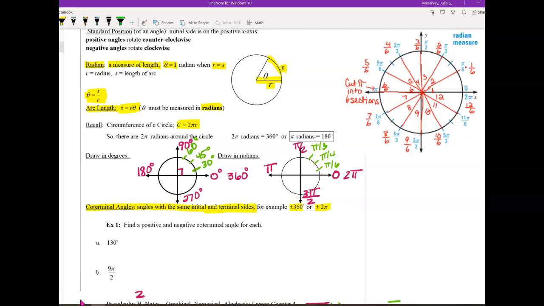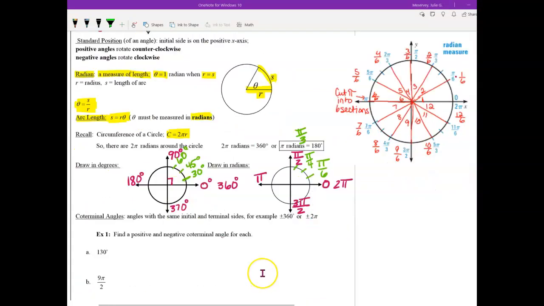So if we break it into 6 parts, we get pi over 6. Those are 30 degrees, 30, 60, 90, 120, 150, 180. If we break it into fourths, 45, 90, 135, and then 180. And then if we break it into thirds, that's 60 degrees, 60, 120, 180. So know those specials in the radians and degrees.